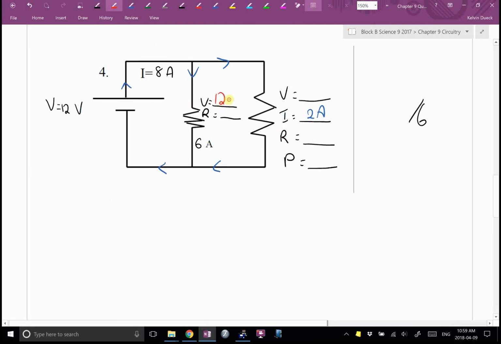So 12 volts, 1 mark. Now I know two things. R is V over I. It's 12 divided by 6, 2 amps, Mr. Duick. Ohms is 1 mark.